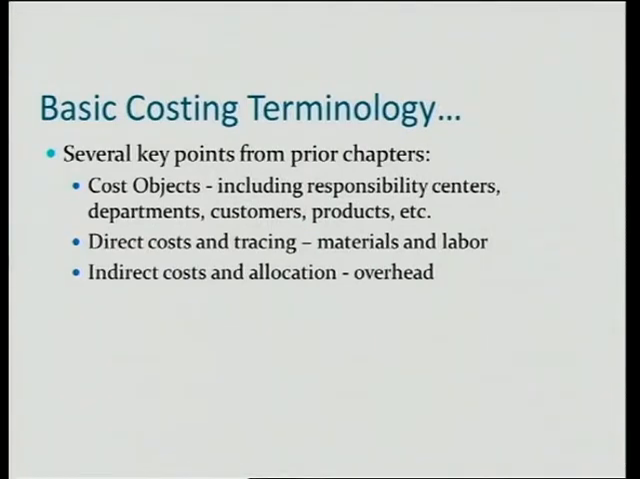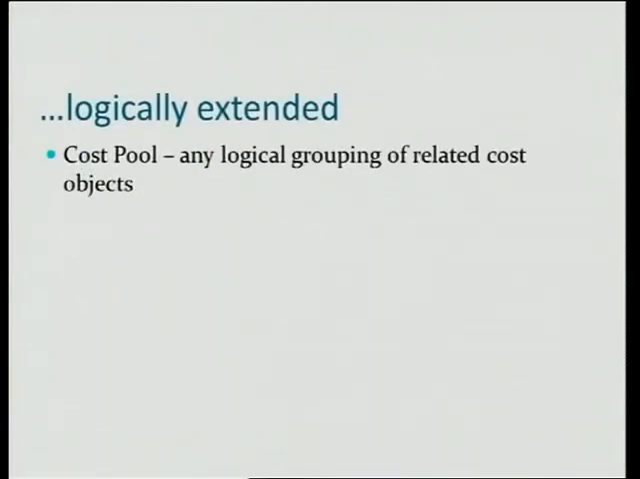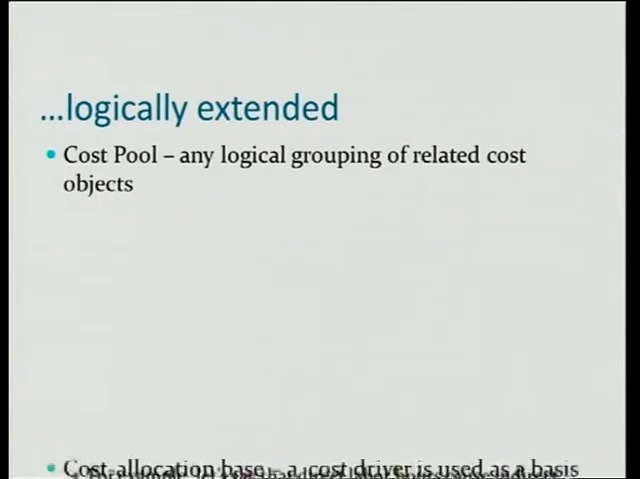Direct cost and tracing, usually that is materials and labor. As we did it before, nothing new. And then we've got our indirect costs and allocation, which we call the overhead. Logically, this goes to a cost pool, any logical grouping of related cost objects.